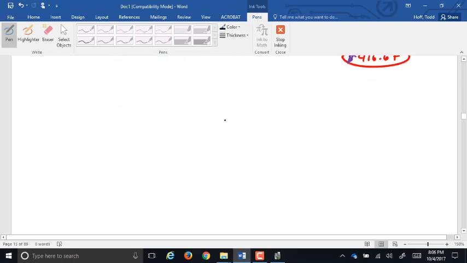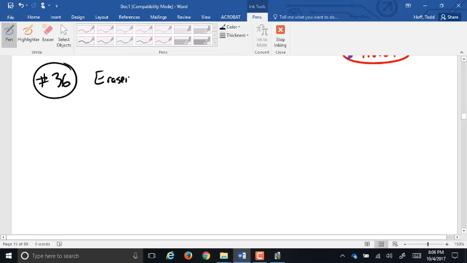Number 36 first. So number 36, erasers cost $5 per carton. Pencils are $7 per carton. So a total of 15 cartons for $85.